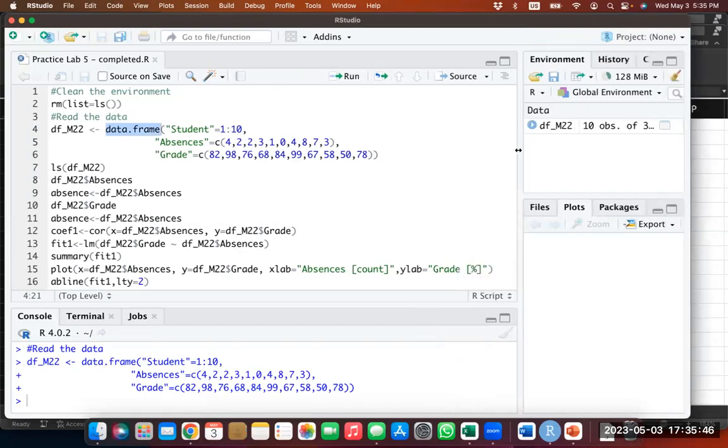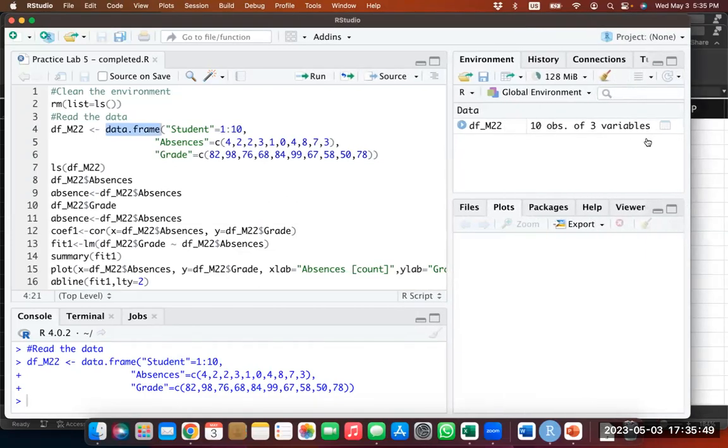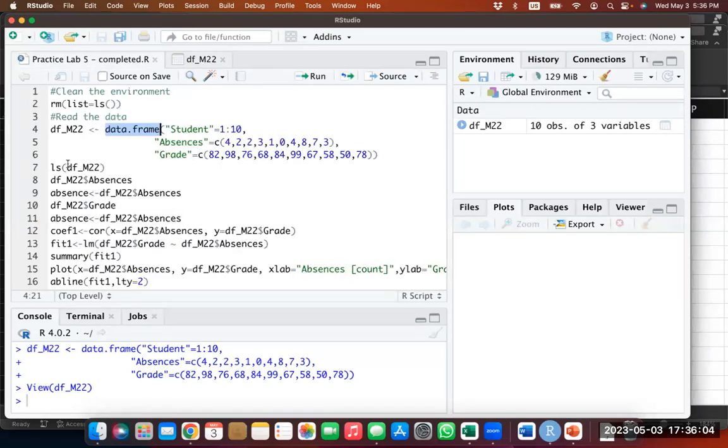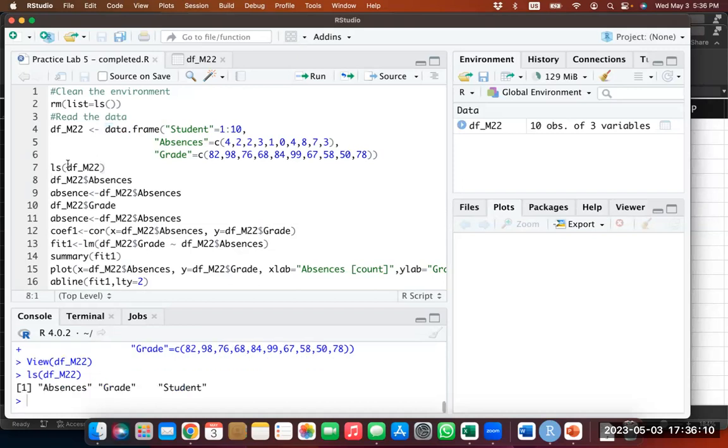If you open this up, you see here that you have 10 observations of 3 variables. And if you click on that little spreadsheet on the side, you see here that DFM22 contains exactly the same data we had in Excel. So what the following does, in essence, is allow you to inspect your data set. If you click on LS, it gives you a list of the variables contained, which is your absence, grade, and student ID.